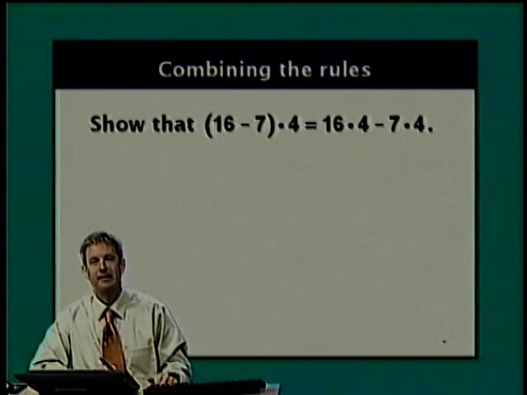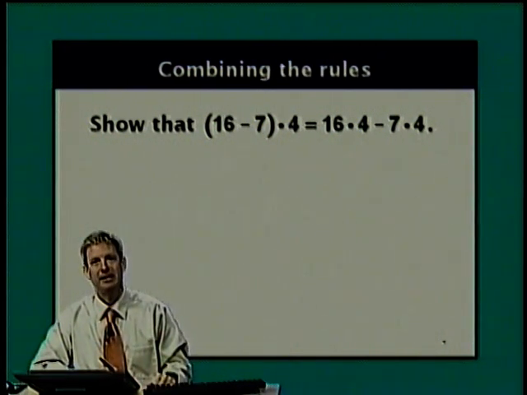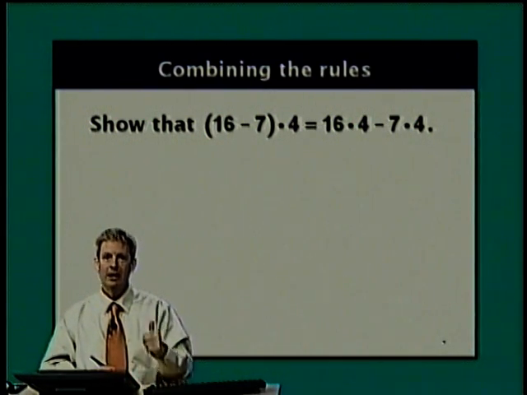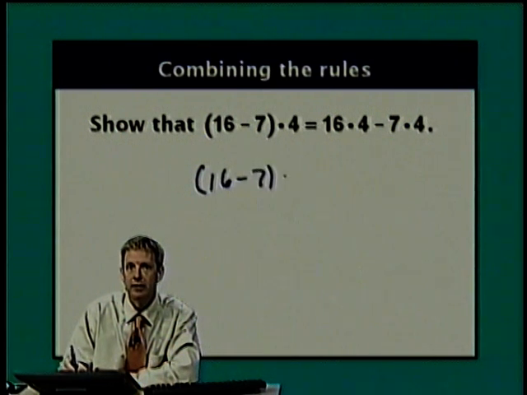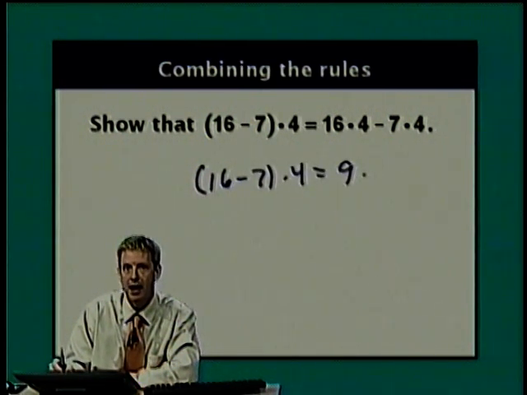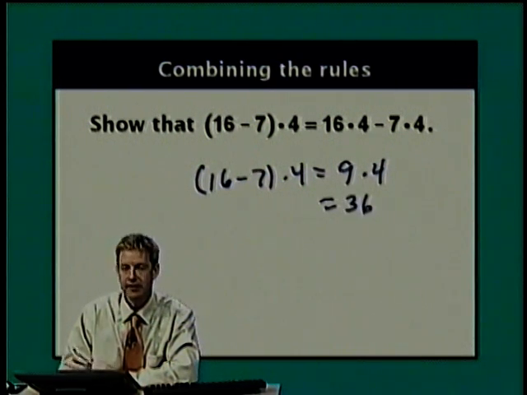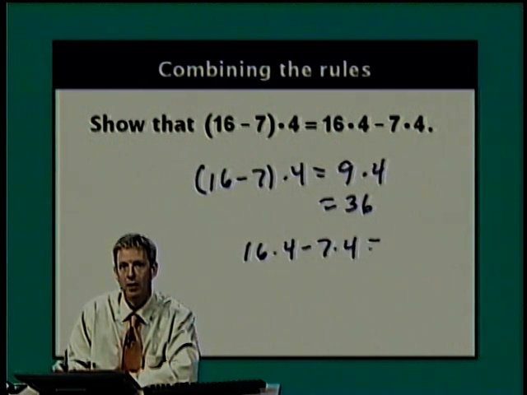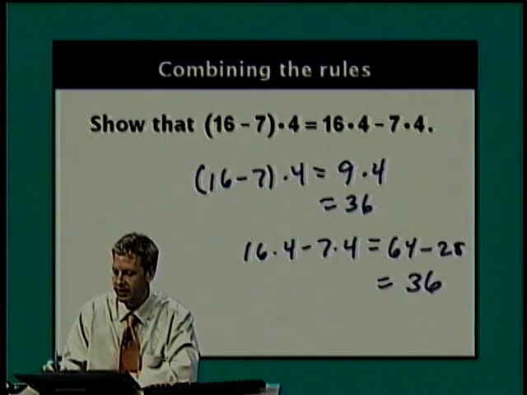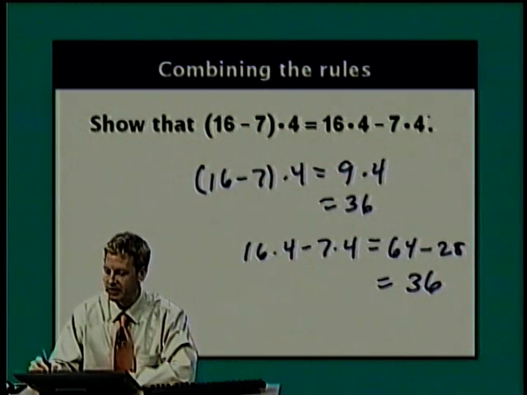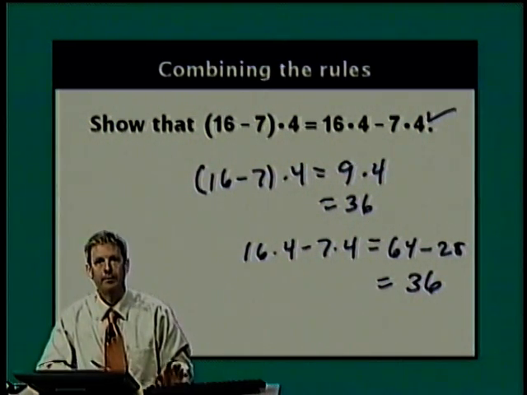Let's put some of these rules together. Let's show that 16 minus 7 times 4 equals 16 times 4 minus 7 times 4. Let's first do it just by calculating. So if we take 16 minus 7 times 4, that is 9 times 4, which is 36. If we take 16 times 4 minus 7 times 4, order of operations says do the products first, so that's going to give us 64 minus 28, which is 36. Since both arithmetic expressions result in 36, they're equal.